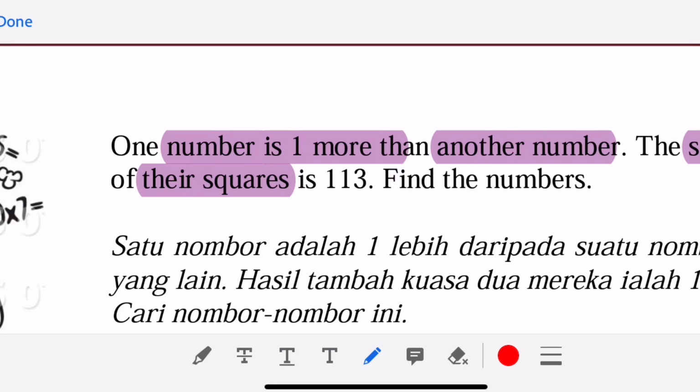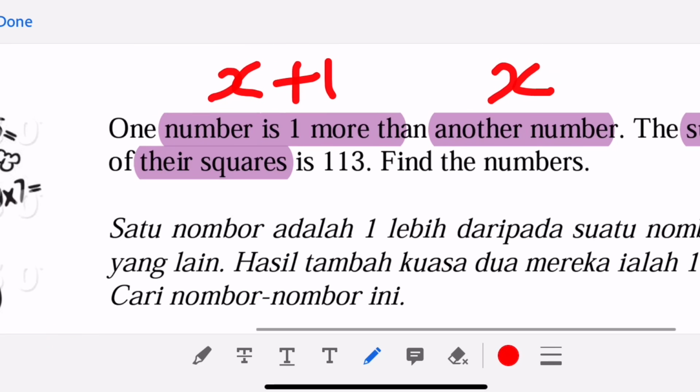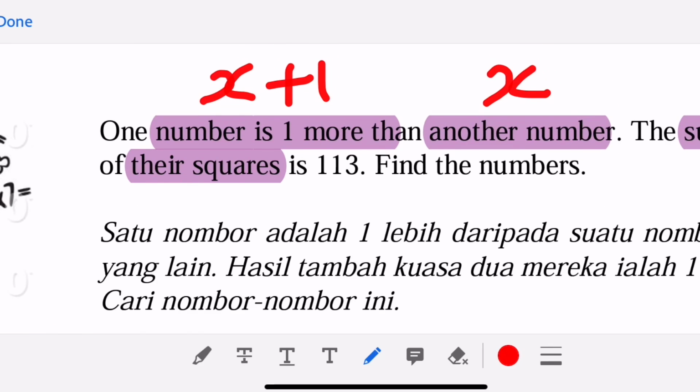So one number is more than another number. So you can use x for that number, and the other number you use one more. So you have to plus 1. Okay, understand? So that means you must know how to convert the wording into mathematical symbols. Okay, so you must understand the question in short. Okay, and the sum of their squares.